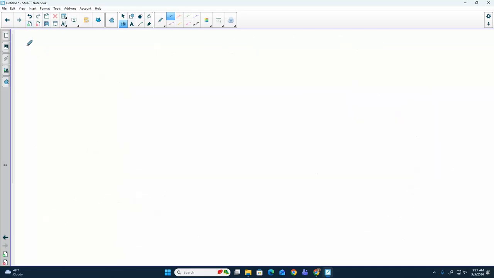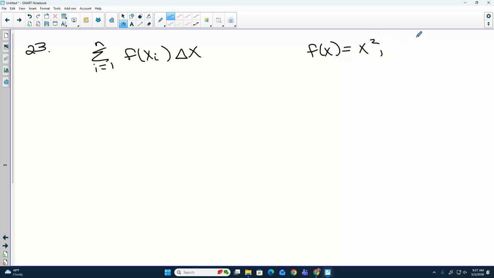Then we jumped all the way to 23. So we're asked to find the sum from 1 to n of f of x sub i times the change in x, for f of x equals x squared. Our interval is 0 to 2. And then we have to find the exact area from it. So first we have to find these pieces.